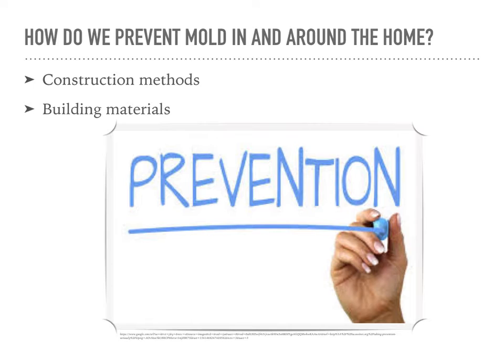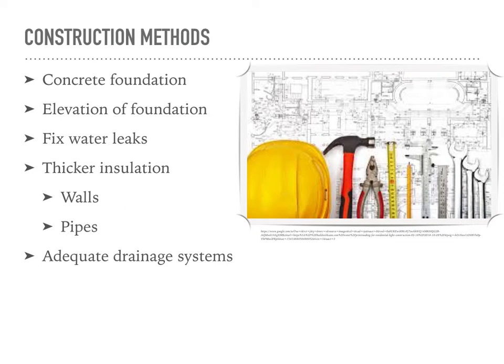So how do we prevent mold in and around the home? We can change the construction methods and the building materials that we use. As far as construction methods, a concrete foundation is good to prevent mold growth, because you are putting yourself higher off of the ground. Also, you don't have to worry about using a more porous material such as wood. I kind of talked a little bit about that.